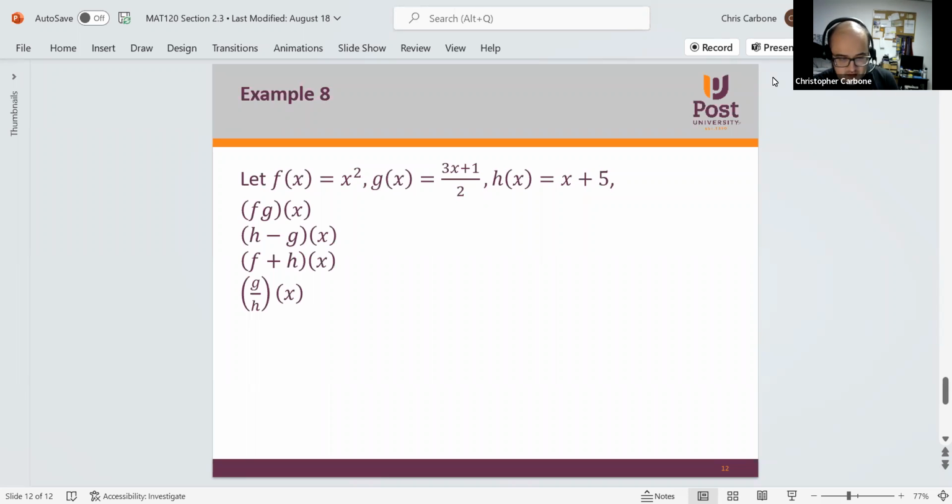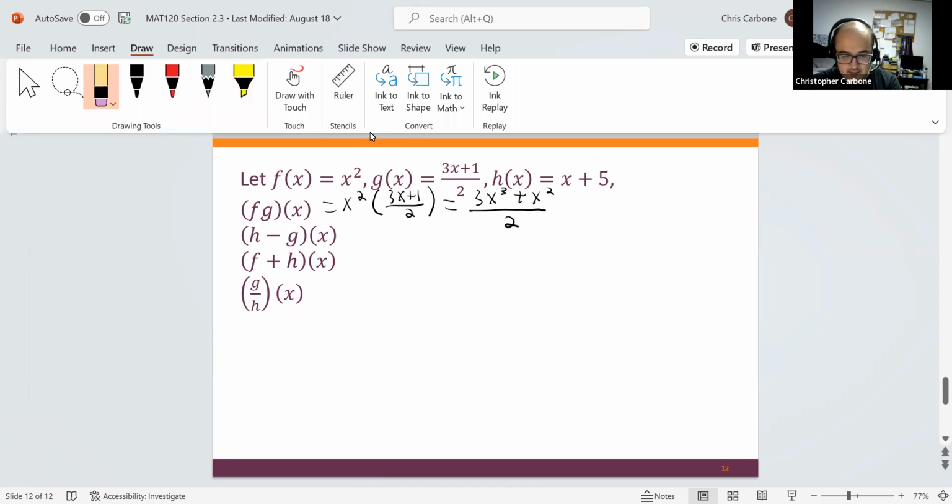Let f of x be equal to x squared, g of x to be 3x plus 1 divided by 2, and h of x to be x plus 5. So multiplying f and g, this would be x squared times 3x plus 1 divided by 2. So distributing that x squared, we would have 3x cubed plus x squared, all divided by 2. And my cube there looks a little horrendous. Let me fix that.